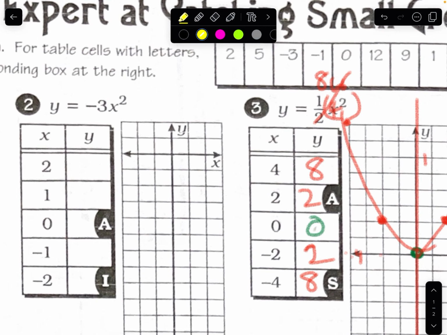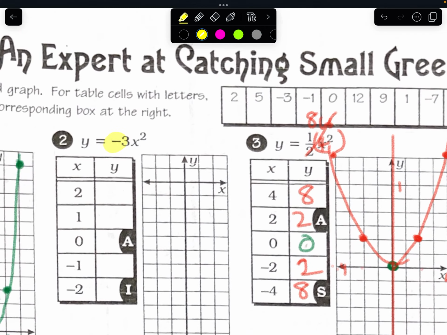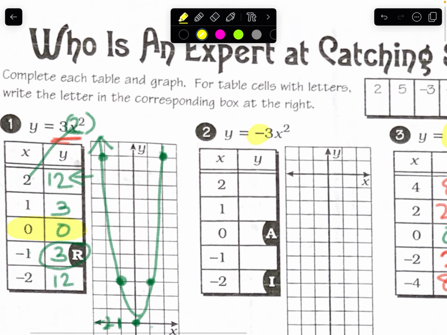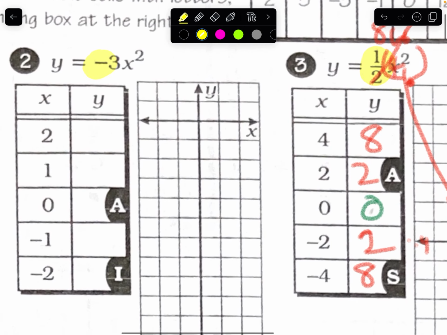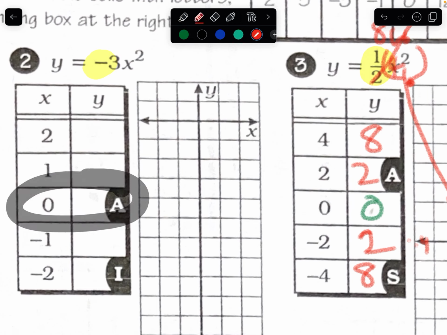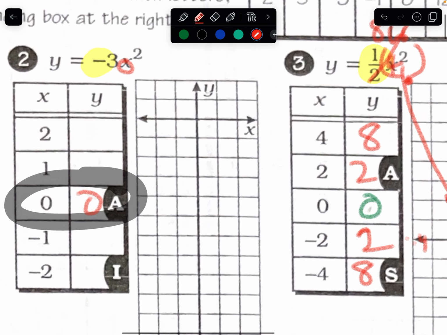Okay, same thing here. This is a negative, so it's going to be going down. Notice these are positive. It went up. So this graph will be going down. You start with 0 first. I'm at the center. 0. Put 0 there. Okay. And then put 1 in there. 1 squared is 1. So you get negative 3. 1, negative 3. So negative 1 is also negative 3.